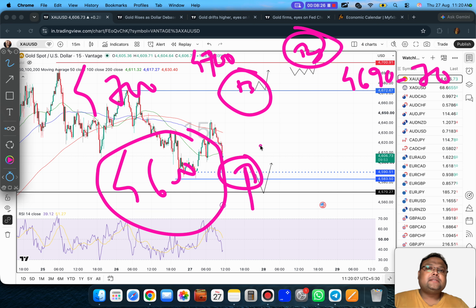And my dear friends, I would like to say one thing: in a sideways market like this, you must know that maximum traders lose money. Why? Because they fail to keep patience and end up taking some bad trades. If you do not get a good trade, do not trade. That's the key in a sideways market.